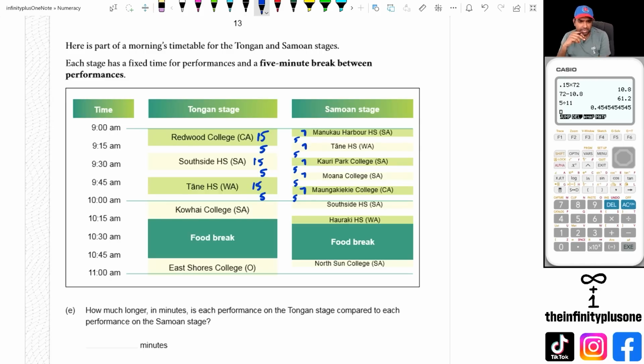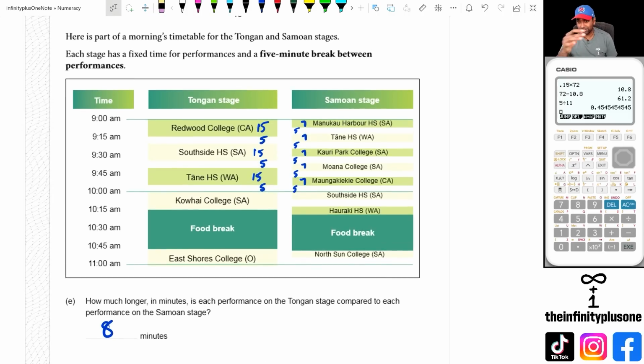And the question is asking, how much longer in minutes is each performance of the Tongan stage compared to the performance in the Samoan stage. So that's going to be 15 take away 7, which is going to be 8 minutes longer. For the answers, the schedule says that you only need the answer there. You don't need to actually show any kind of working. So that's neat. So basically you could just use the table like how I did and solve that question.